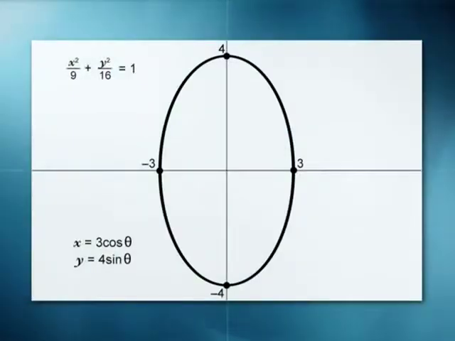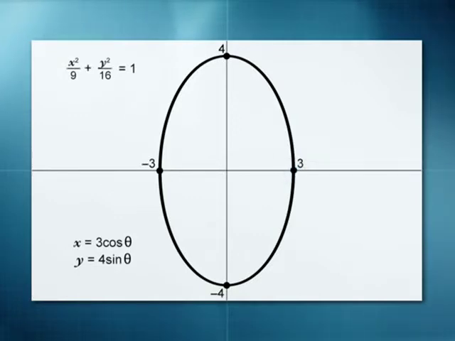Here's a picture of that ellipse. Let's savor it for a moment. I'm going to plug in some values on that ellipse. For example, when theta is 0, where are we on the ellipse? Well, when theta is 0, x is 3 cosine 0, or 3, and y is 4 sine 0, or 0. So when theta is 0, we're at the point (3, 0) down there on the x-axis.